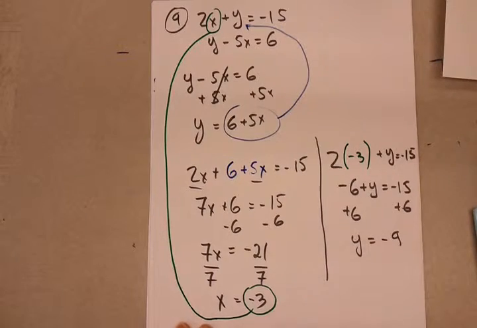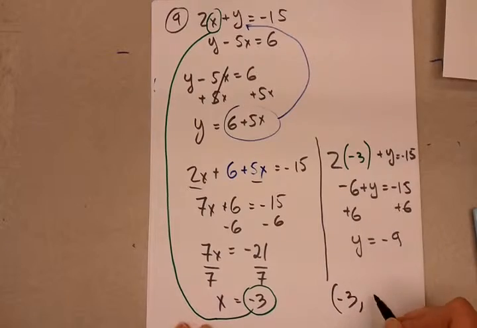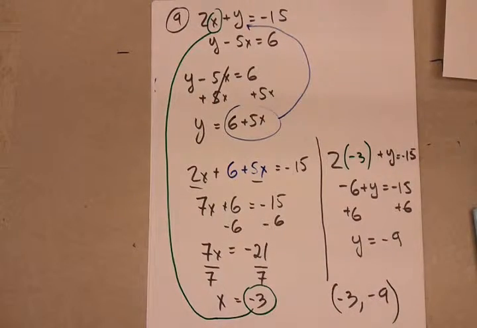And that's it, we're done. We have our x, we have our y, we get our ordered pair. X goes first, y goes second: -3, -9, done. So that was the substitution method.